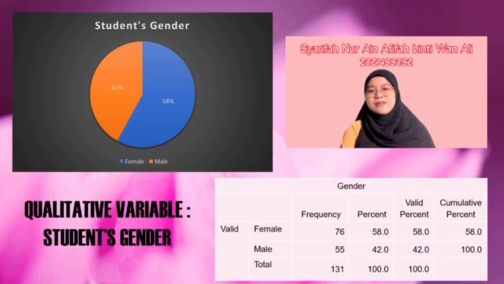Thank you, Nur Dania. So I will continue our presentation with analysis for qualitative variables. First qualitative variable is students' gender. The pie chart in the table shows the frequency distribution of students' gender in this study. As we can see, total of students involved in this study is 131. Majority of students are female, which accounted for 58%, and only 42% of students are male.